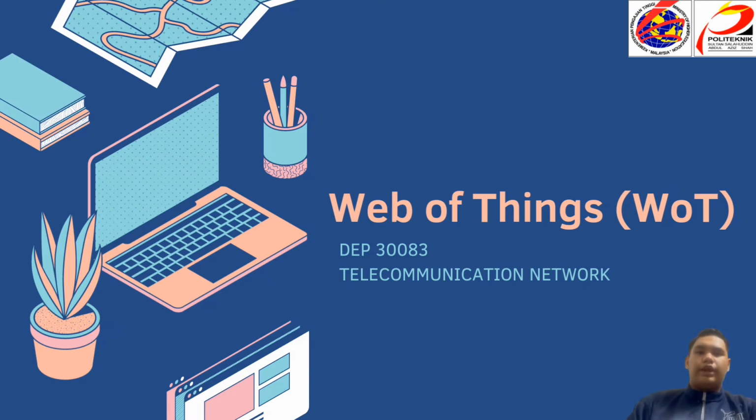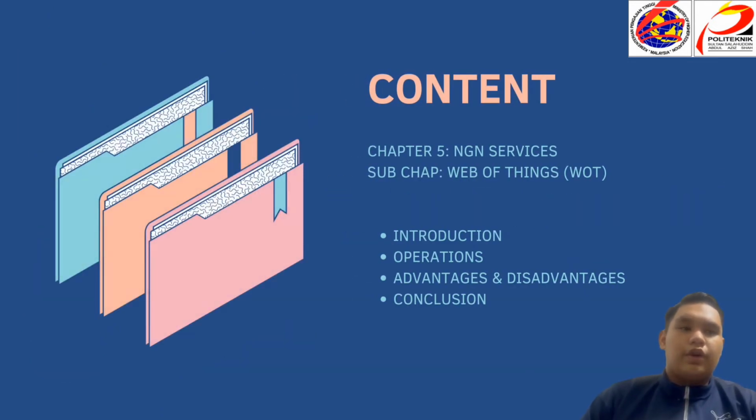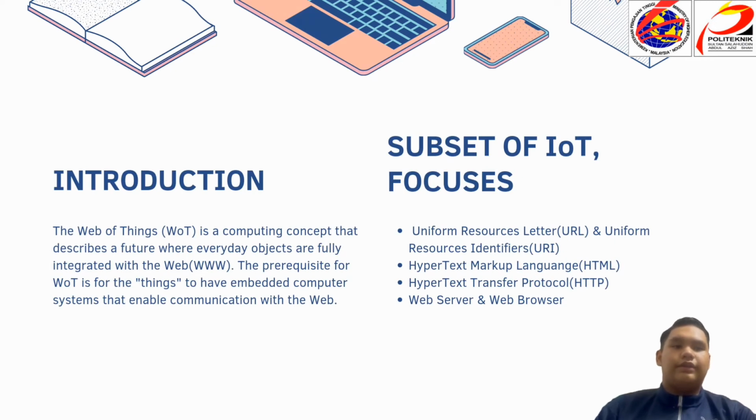Okay, so today I want to present about Web of Things in Telecommunication Network, DEP30083. Okay, next we go to the content. WOT is in chapter 5, which is NGN service, in the subchapter Web of Things (WOT). First we have introduction, second operation, third advantage and disadvantage, and lastly conclusion. Okay, we go to the introduction first.